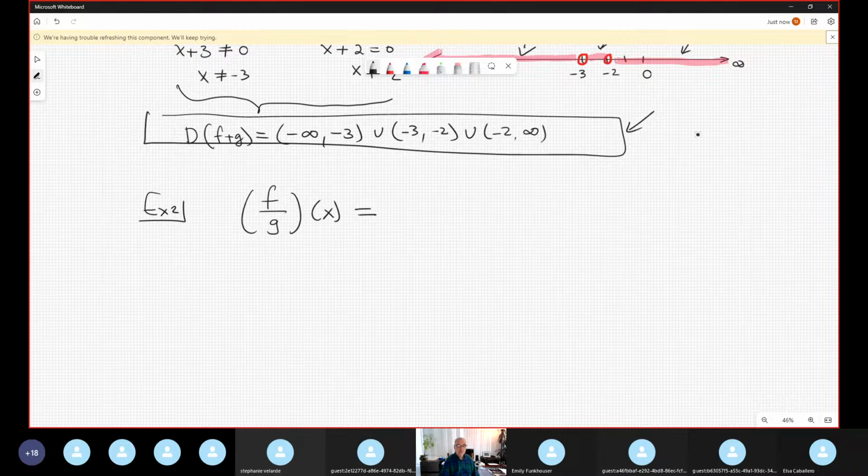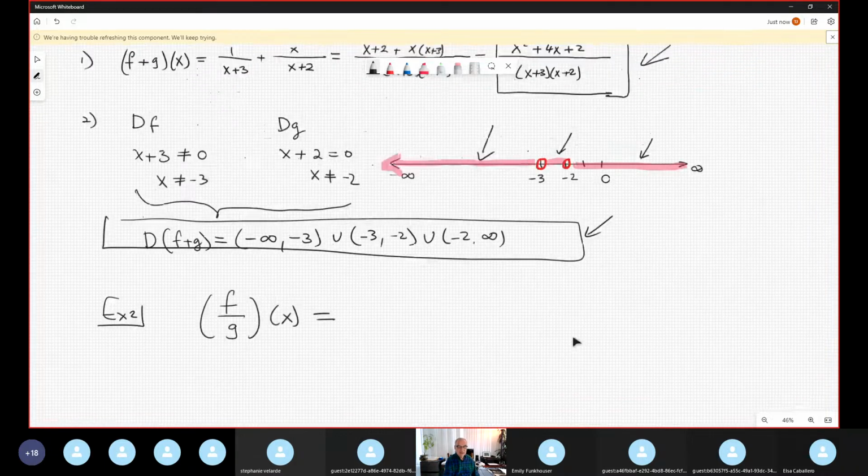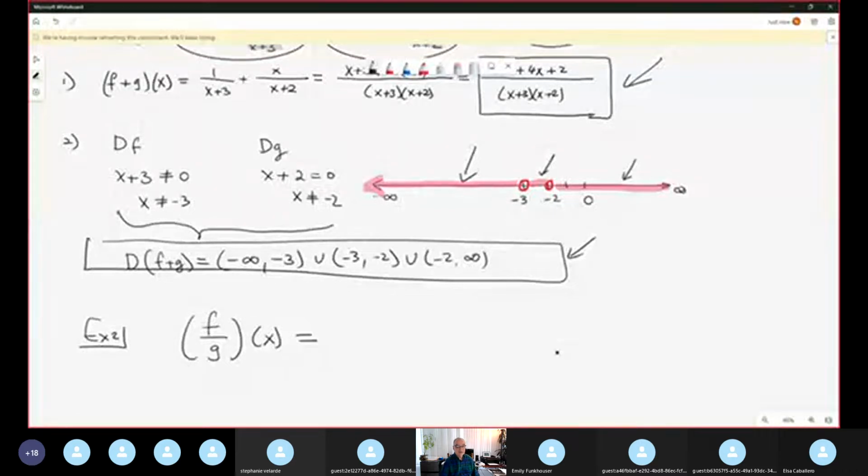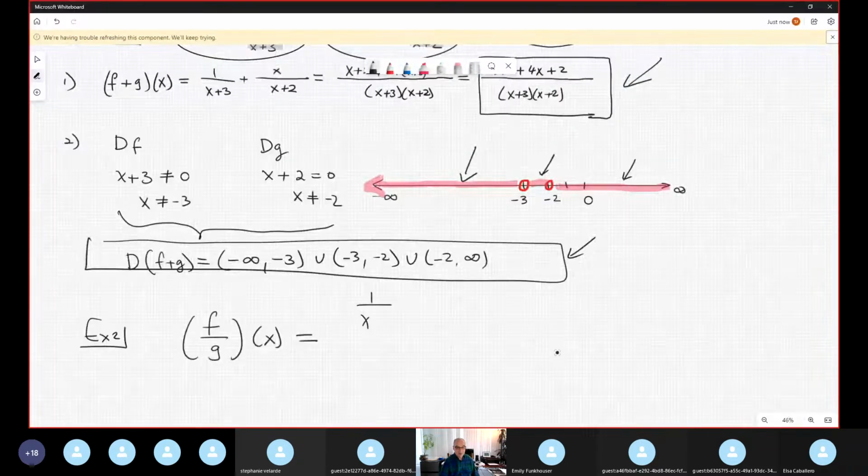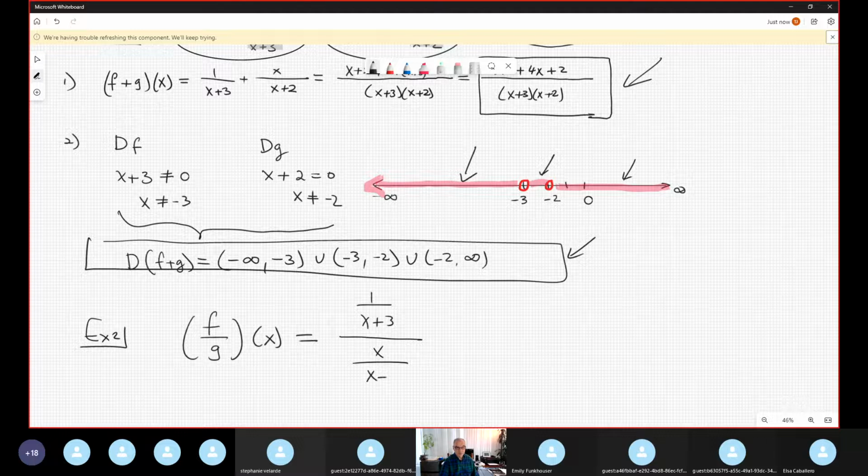Expression and domain. Okay, the expression is relatively easy because you are dividing f, which is 1 over x plus 3, divided by g, which is x over x plus 2. And leave it like that? Of course not. You are doing the division. You copy the top part exactly the same, and you copy the bottom part, but reciprocal. You put x plus 2 over x, only x.